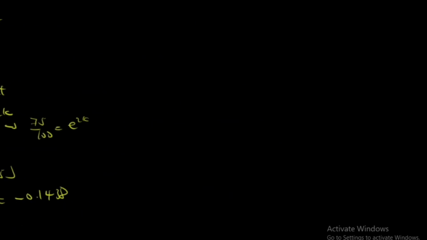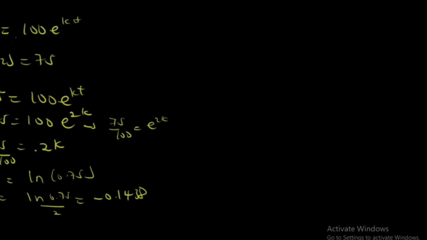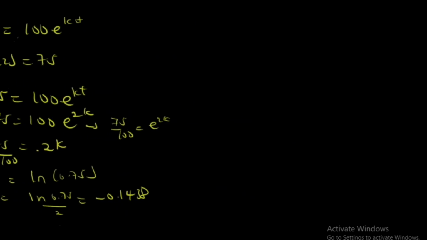So now we have our k. The question was asking us to do something. We have our k to be negative 0.1438. We are supposed to find the half-life, right? So from the equation, we can now generate that y(t) is equal to 100 e^(-0.1438t).